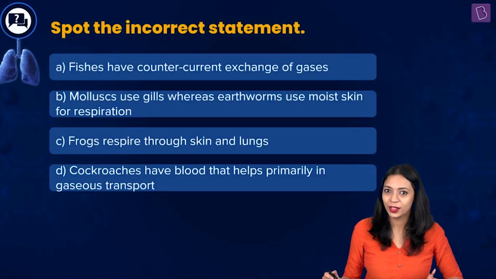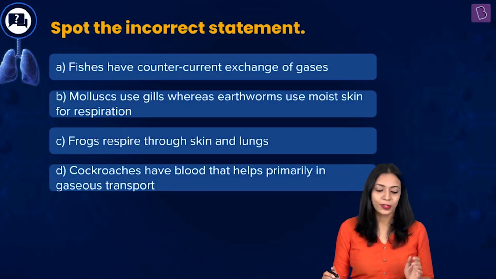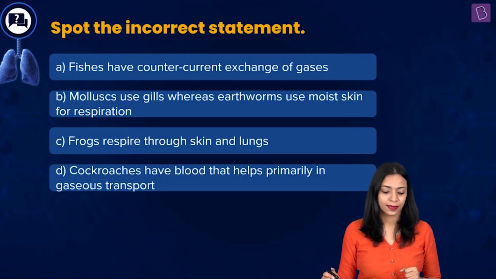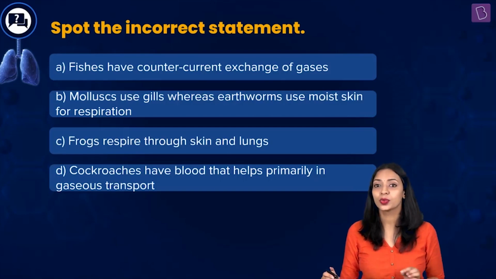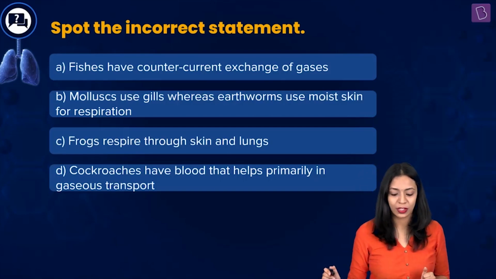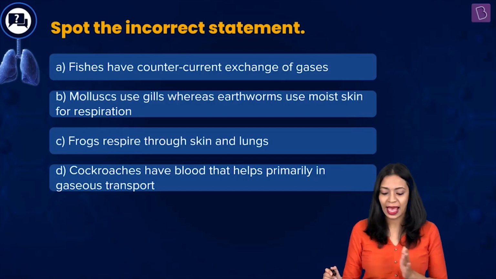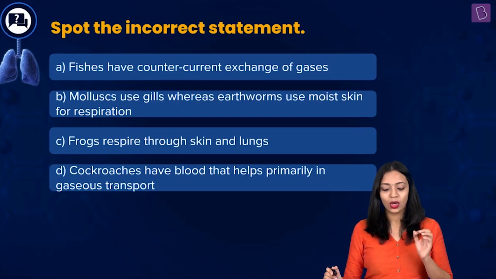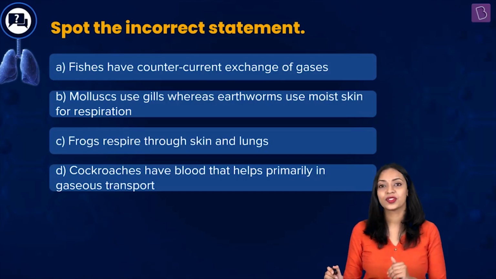Now let's take a look at the question. Spot the incorrect statement. Option A, fishes have counter-current exchange of gases. Option B, mollusks use gills whereas earthworms use moist skin for respiration. Option C, frogs respire through skin and lungs. Option D, cockroaches have blood that helps primarily in gaseous transport.